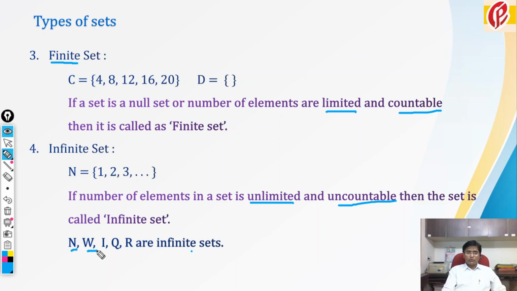N, W, I, Q, and R. N is the natural number set, W is the whole number set, I is integers, Q is rational numbers, and R is real numbers. These are all infinite sets. Remember this: N for natural numbers, W for whole numbers, I for integers, Q for rational numbers, and R for real numbers. These are all infinite sets, meaning they contain unlimited and uncountable elements.